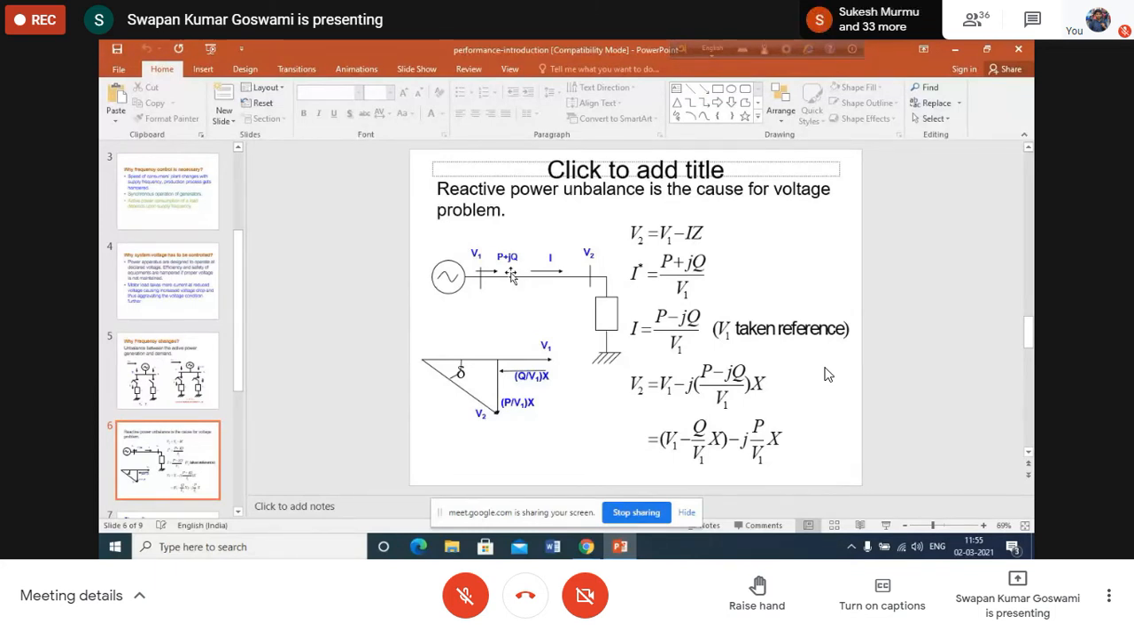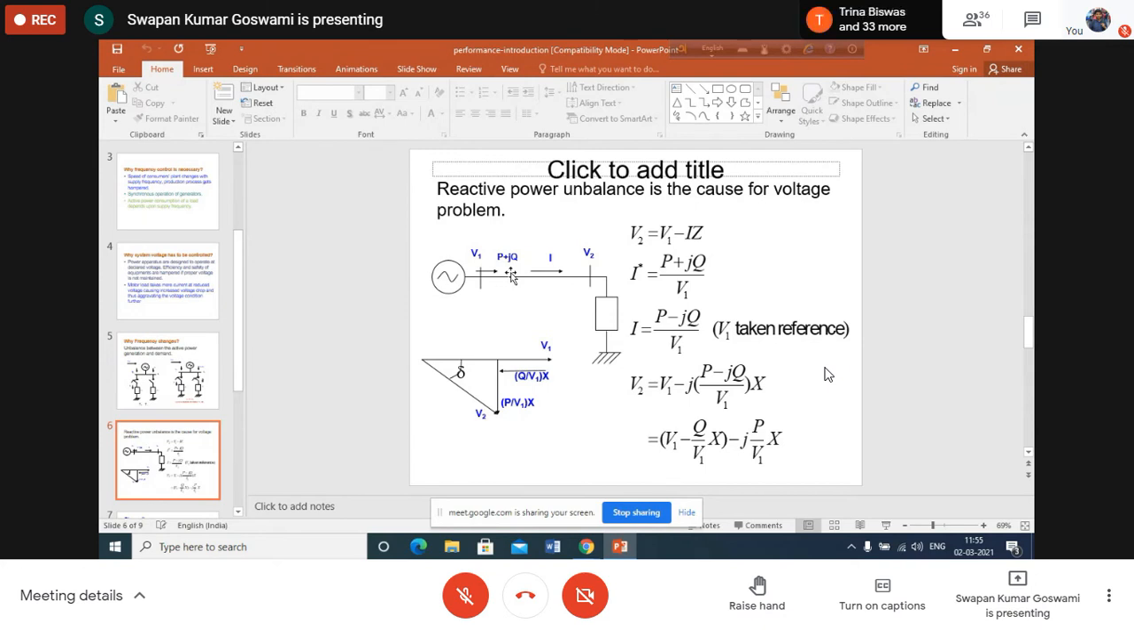Can you please repeat? I could not follow clearly. So here we are taking the reactive and active power both. So that's why we are writing VI conjugate. If we are taking only active power, then we should take VI.